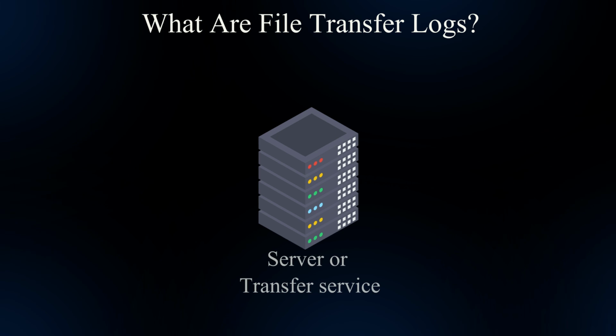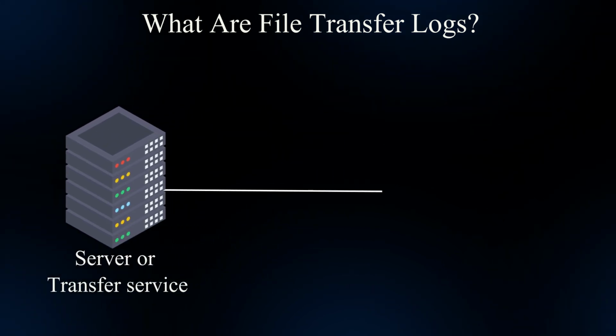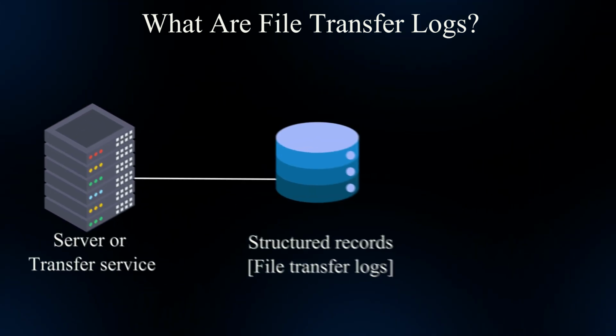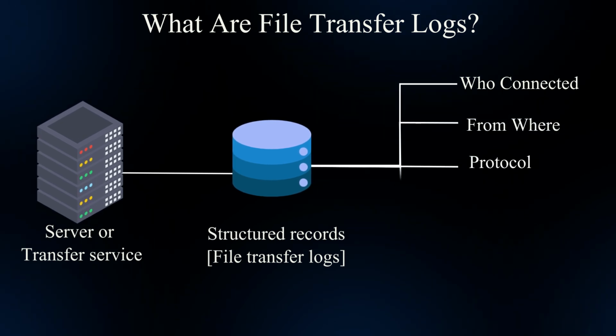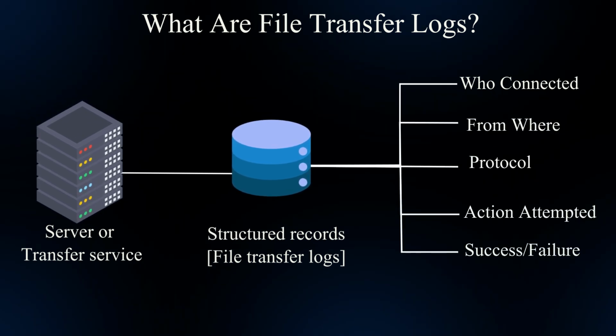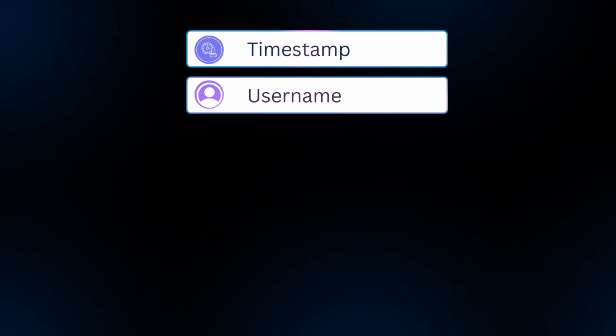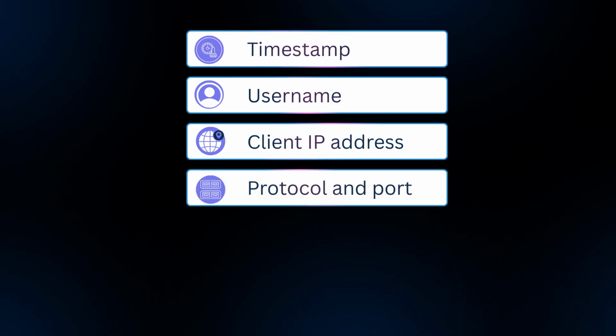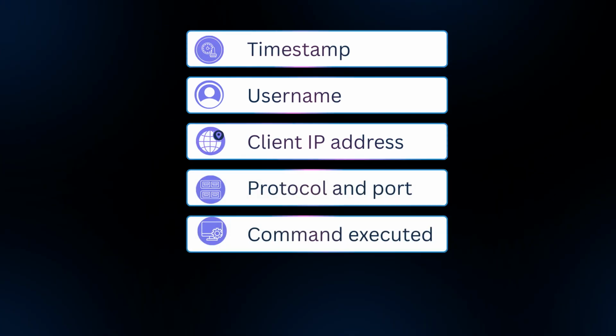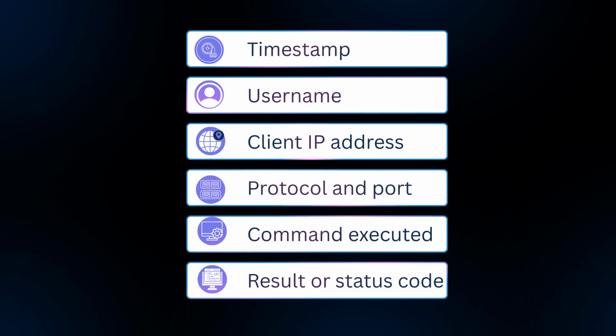What are file transfer logs? File transfer logs are structured records generated by your server or transfer service. Each log entry captures who connected, from where, using which protocol, what action was attempted, and whether it succeeded or failed. At a minimum, most logs include timestamp, username or account, client IP address, protocol and port, command executed, result or status code. These entries create a full audit trail of every transfer session.